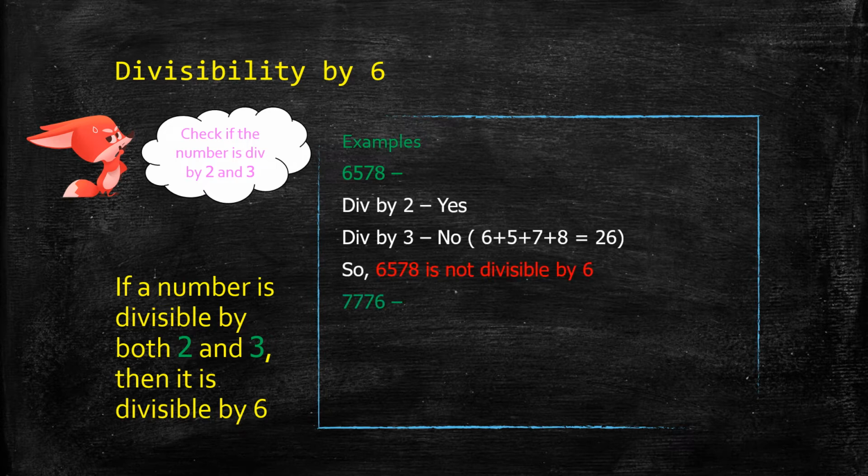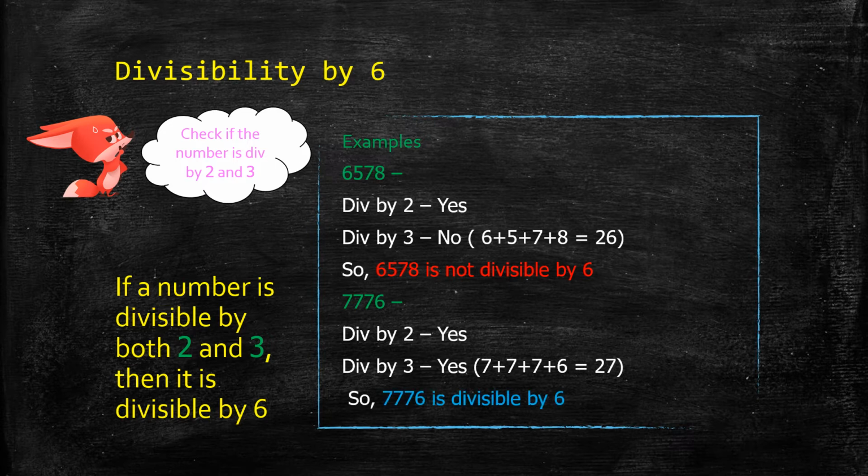The next one. Yes, divisible by 2 because we have 6 in the ones place. The sum of the digits is 27, so it is divisible by 3 also. So, since this number is divisible by both 2 and 3, this number 7776 is divisible by 6. Yes.